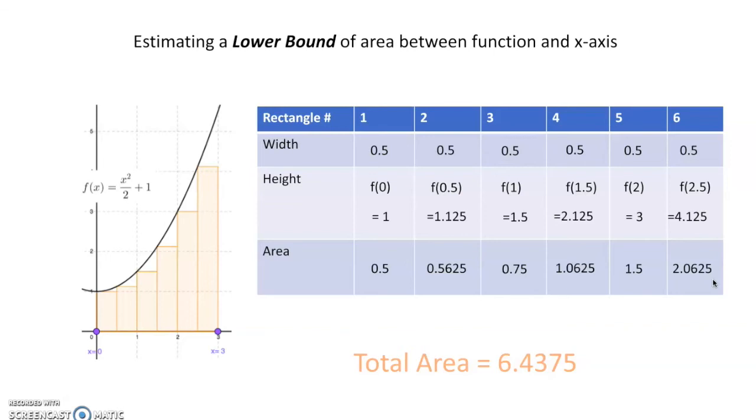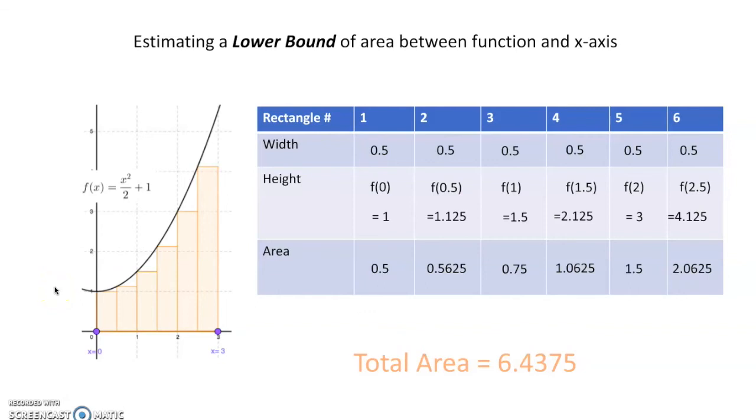I'll re-emphasize again that because this is a situation where all of the rectangles are below the function, this is called a lower bound estimate. It's the smallest possible area that we could have under the curve. As you can see, these little white gaps imply that there is more area involved here that we haven't actually calculated.